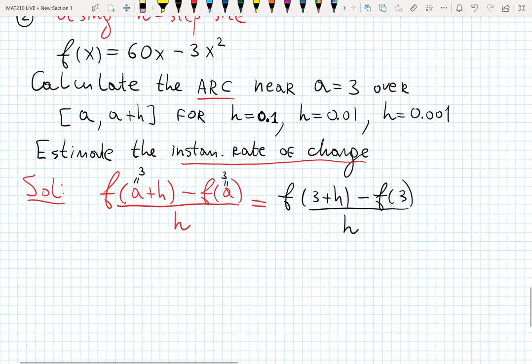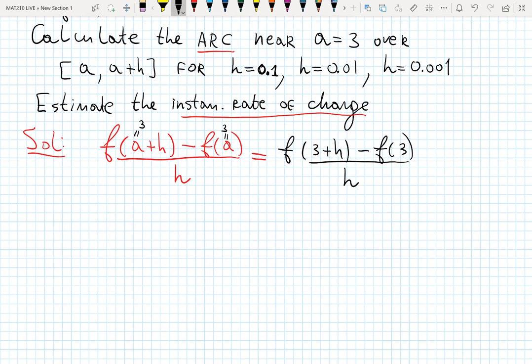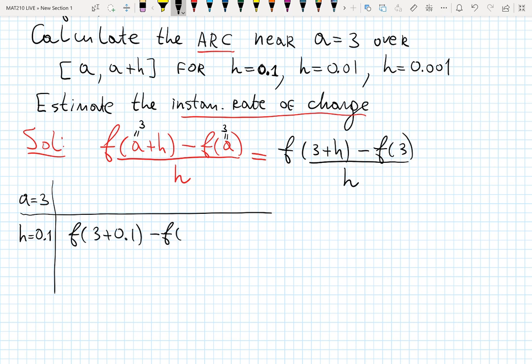Let's do it in the form of a little table. You don't have to draw a table, but I think it's a nice way to organize everything. a is 3 all the time. h is changing. First is 0.1. You will have f of 3 plus 0.1, minus f of 3, all over 0.1. Well, 3 plus 0.1 is 3.1, so you can skip that step and write it immediately, just f of 3.1.